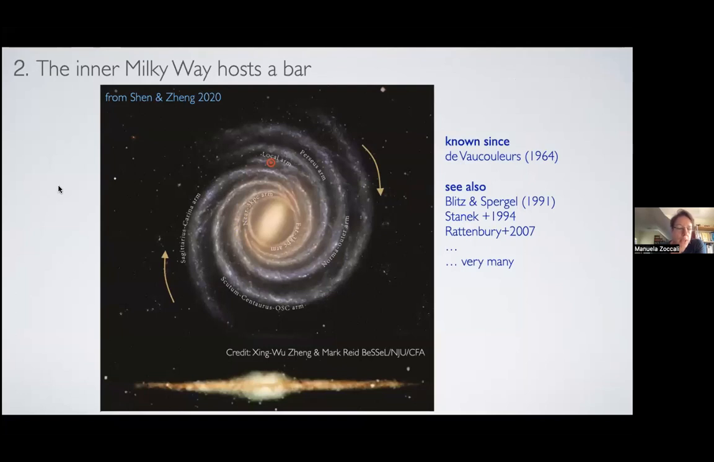Moving now to the 3D structure of our own bulge. Just like Paola, I start this chapter with an artistic image of our own galaxy seen face on. This is from a recent review by Shen and Zhang. And I chose this one just to point out that we know very well that in the center of our galaxy, there is a bar. We actually have been knowing that since the 60s from de Vaucouleurs. And then many other authors have studied it and characterized it. It was first identified as an asymmetry in the near infrared map of the region of the galaxy. We see that this is boxy, as we will see, but the left side is larger than the right side. And we now know that this is because the left side is closer, is the close edge of the bar.